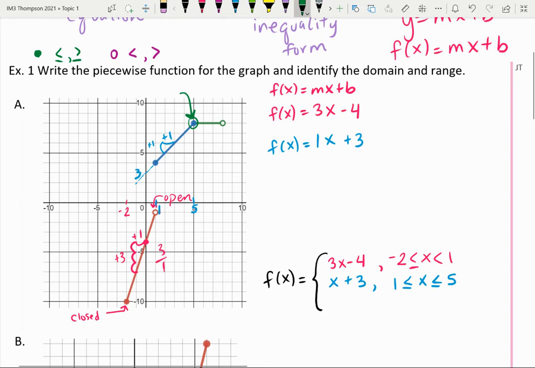So I want to write the equation for the green part. And let's see, I can extend this, and that's going to hit right here at 8. And the slope of a horizontal line, I go up 0 and over. Well, up 0 and over is actually a slope of 0. And the equation of this graph is just y equals 8, or f of x equals 8.